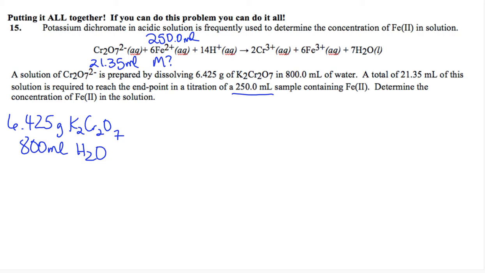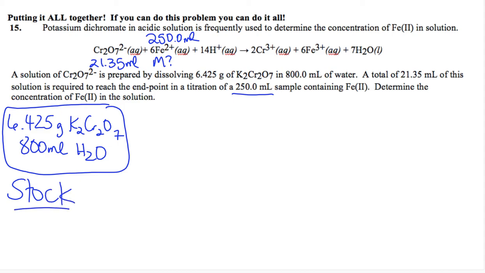What are we missing from all this? Think about the problems we just did. What should we know about that dichromate solution? We need its molarity. Okay? So what we did here is we made what we call a stock solution. We made this stock, put it in a burette, and titrated 21.35 mL of it. We didn't use all 800 mL. We used 21.35 mL of it.